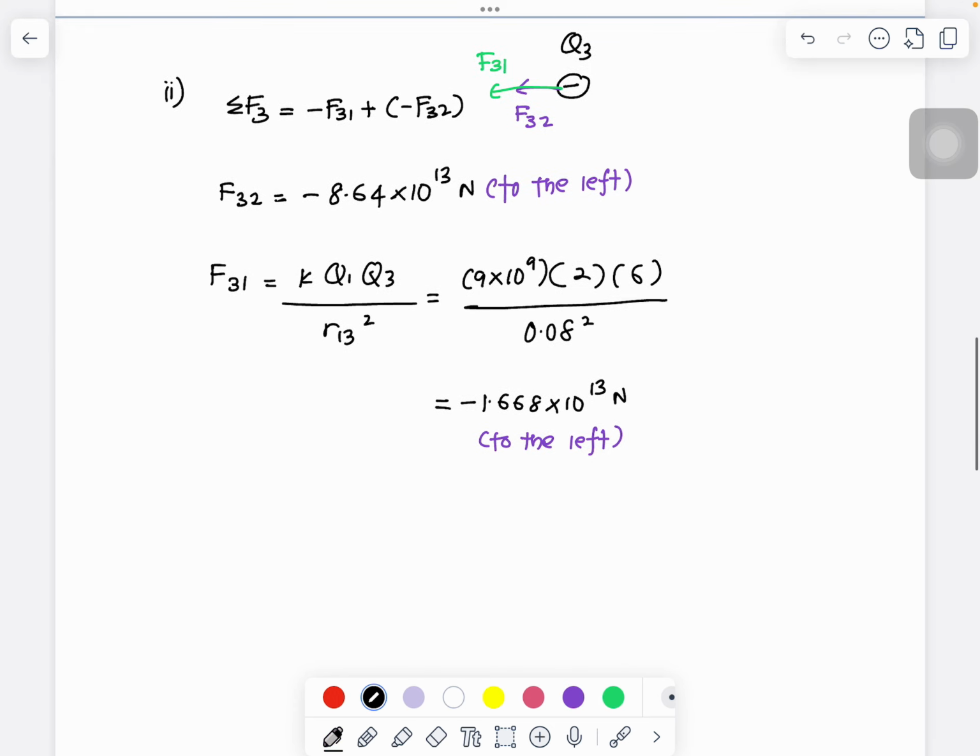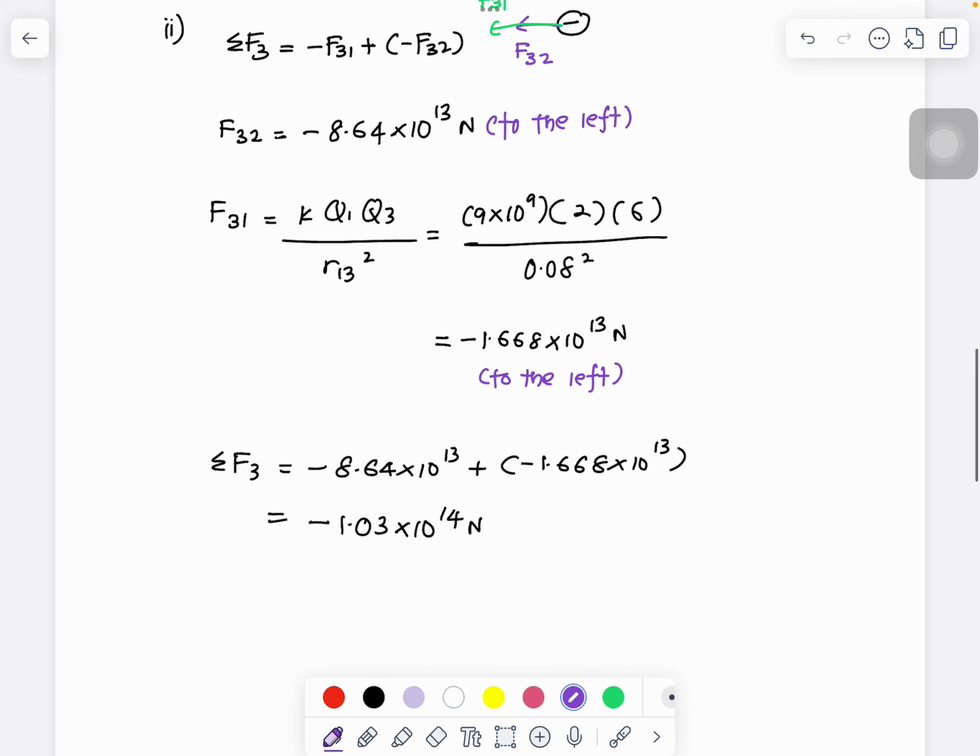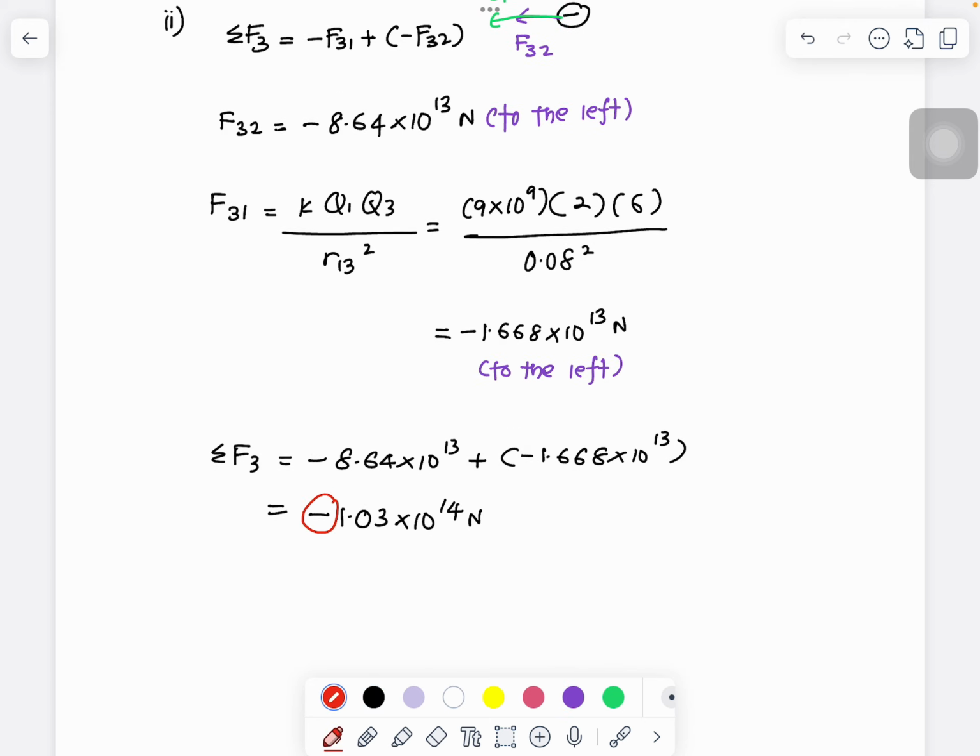And then now that we have both, just tambahlah sum of F3 is negative 0.64 exponent 13 plus negative 1.668 exponent 13. So tekan calculator, kamu akan dapat negative 1.03 exponent 14 Newton, and since we get negative, meaning that the direction is to the left.